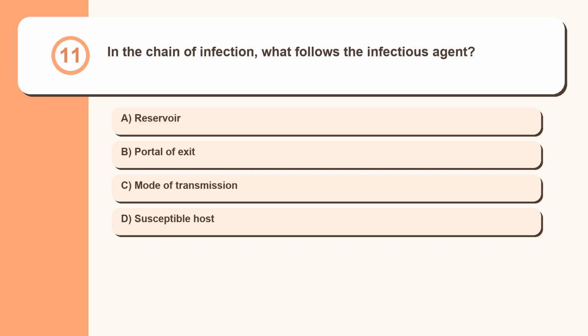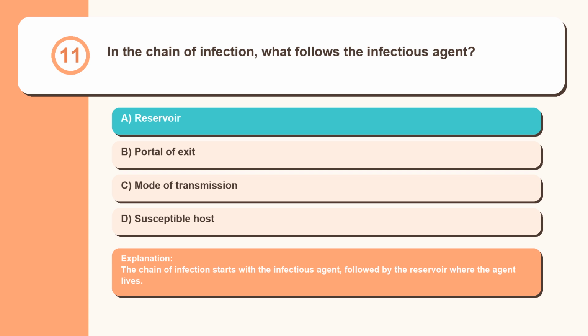Question 11. In the chain of infection, what follows the infectious agent? Reservoir, portal of exit, mode of transmission, susceptible host. The chain of infection starts with the infectious agent, followed by the reservoir where the agent lives.